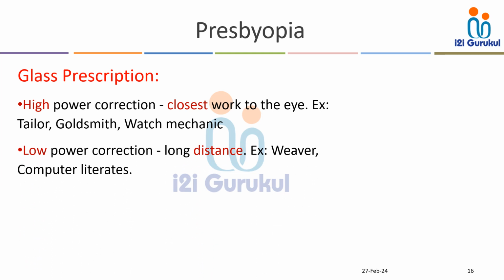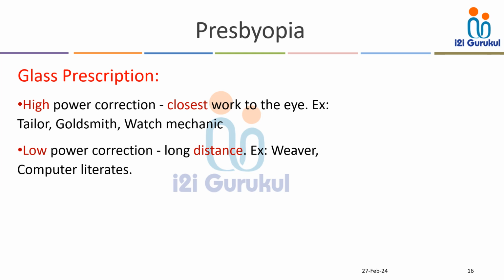Moving towards low power correction: if the patient's working distance is long, then low power correction is required, so the power is less than their actual age power. For example, a weaver, computer user or bank officer can use the low power because their working distance is longer than usual. Patients who are more than 60 years old are prescribed plus 0.25 to 0.75 diopter of correction.